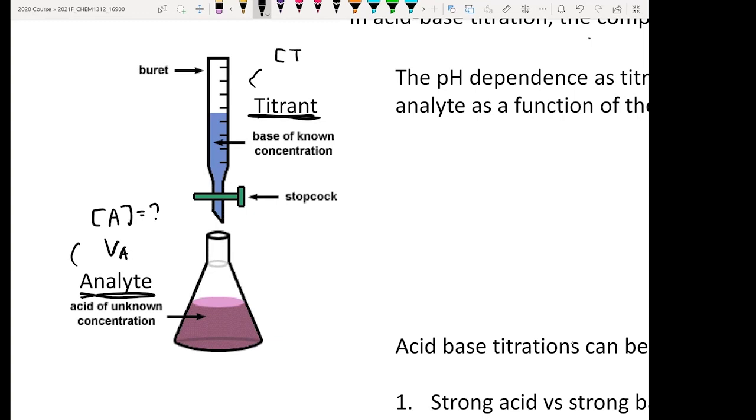You know the concentration of your titrant, but you don't know how much of titrant you add to your analyte, so that the concentration of your titrant and analyte are actually equal to each other. For the titrant, we only use strong acid or strong base. But for your analyte, it can be strong acid, strong base, weak acid, weak base, or buffer.